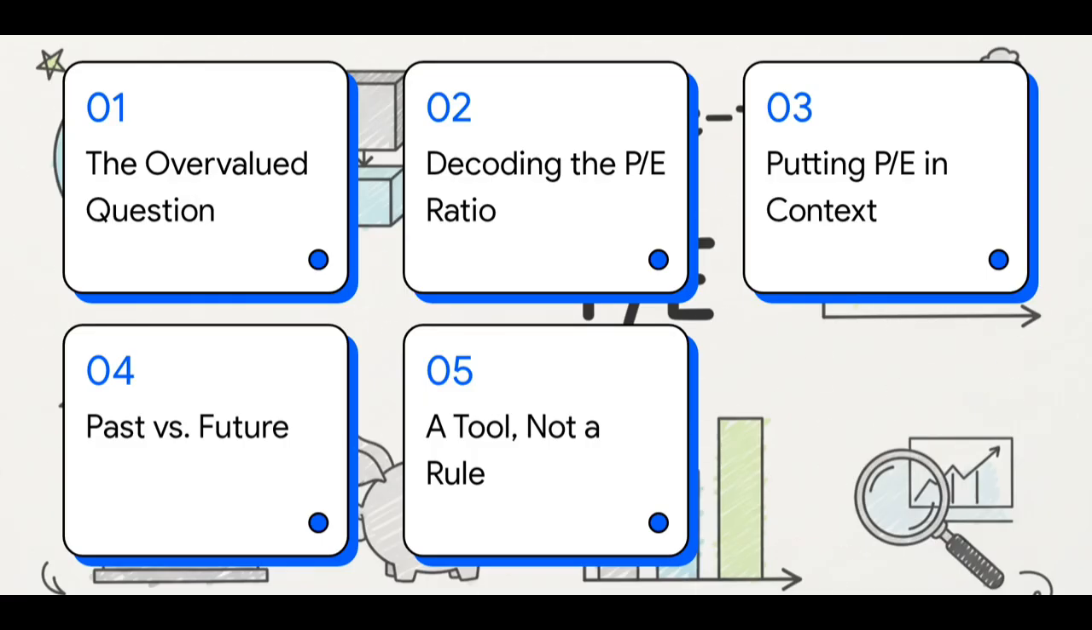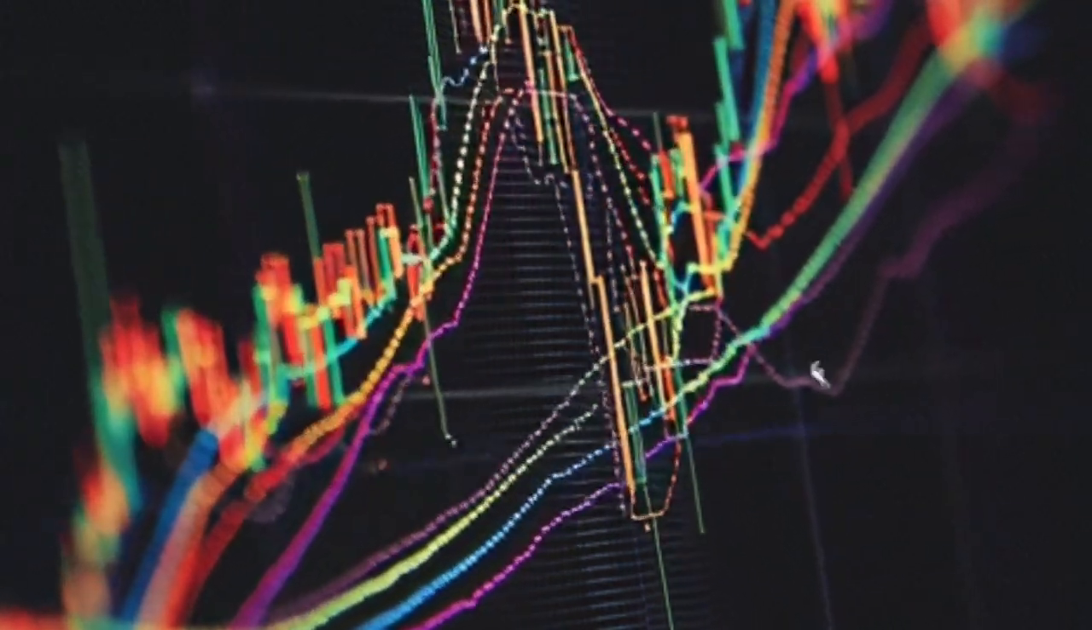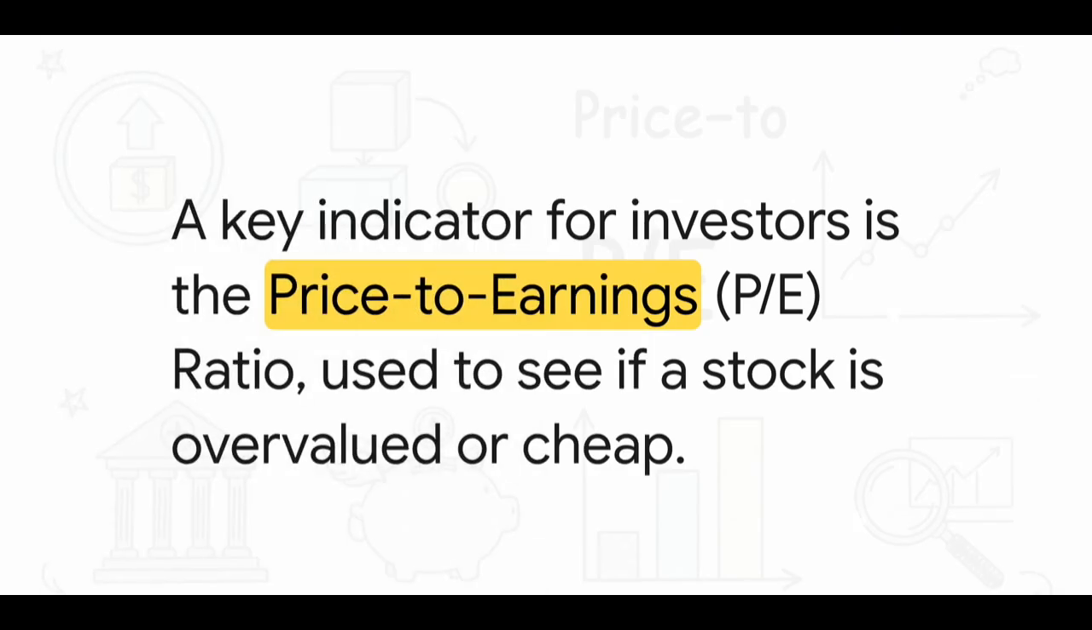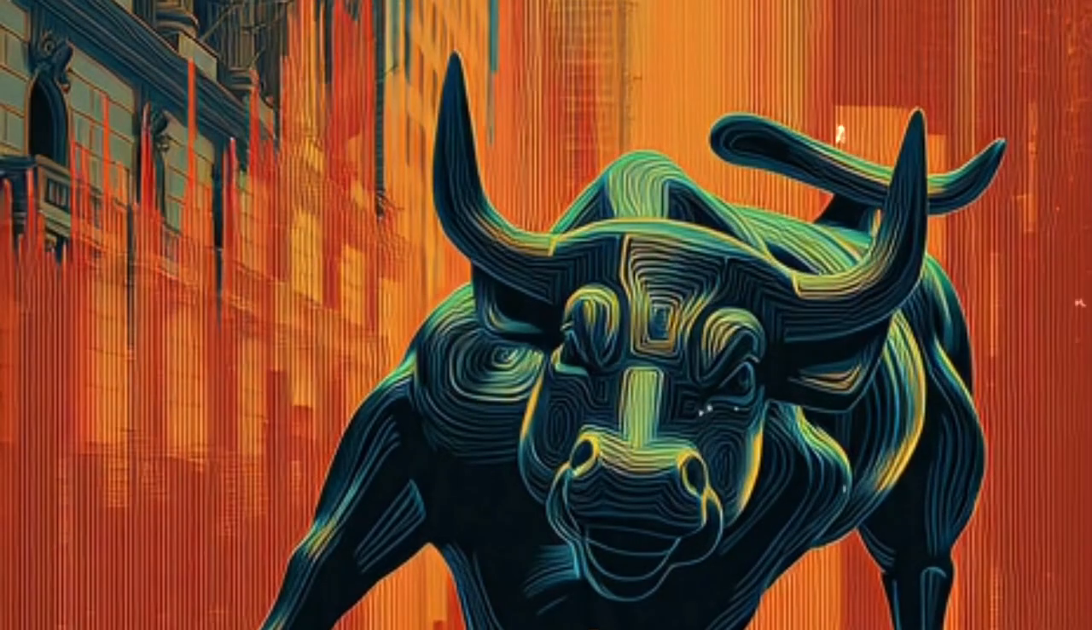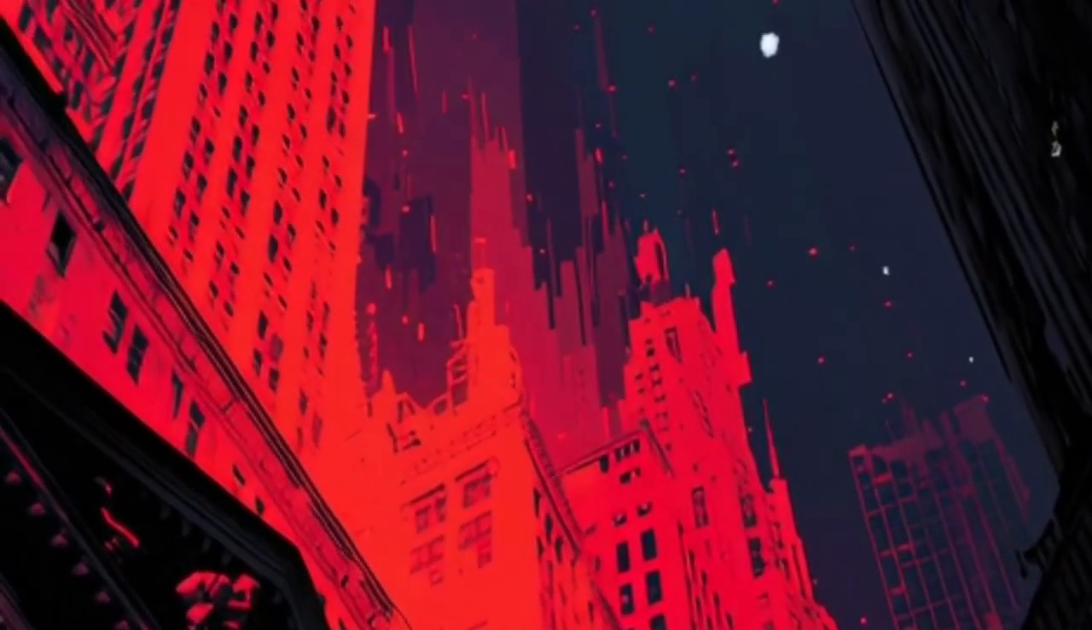Okay, so to get a handle on that huge question, is this stock cheap or expensive? We need a guide. We need a signpost. And that indicator, that signpost, is the price-to-earnings ratio. Most people just call it the PE ratio. This is going to be our first and maybe most important clue for figuring out if a stock is a potential bargain or just overhyped.